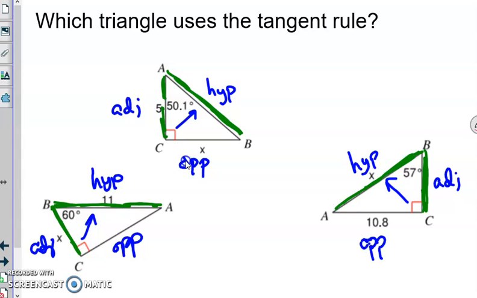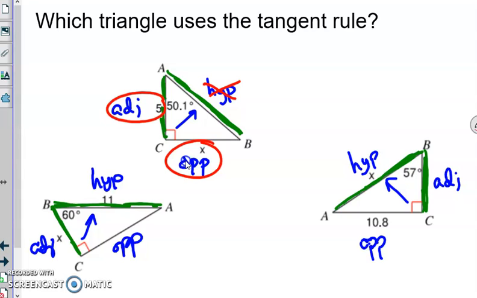So in this problem here, the first triangle at the top, we're using 5 for the adjacent. The hypotenuse is the length of X. We're not using the hypotenuse. This is a tangent problem because we're using only the adjacent and opposite sides.